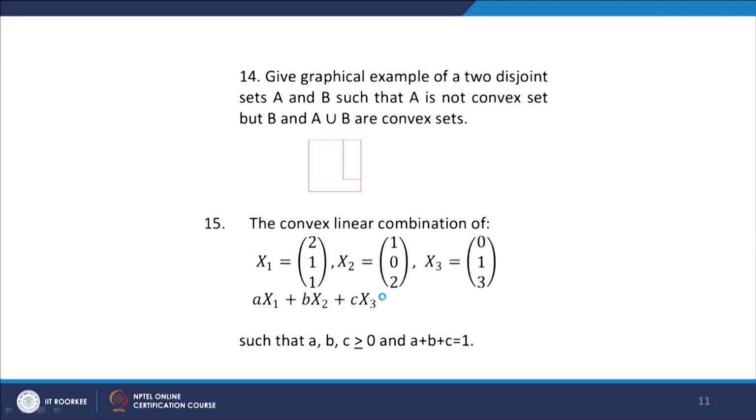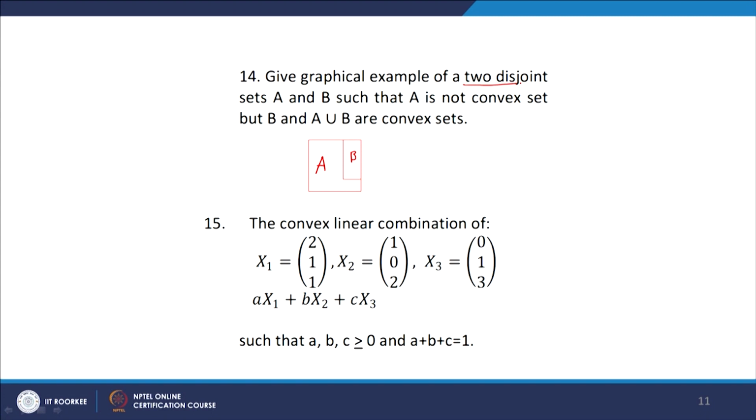Question number 14, give a graphical example of two disjoint sets A and B such that A is not convex, but B and A union B are convex. So, here you can see that we have two disjoint sets A and B. A is not convex, this is A, it is not convex, but B is convex. So, the L shaped region is A, this is a non-convex set, and B is a convex set, and A union B is also a convex set.